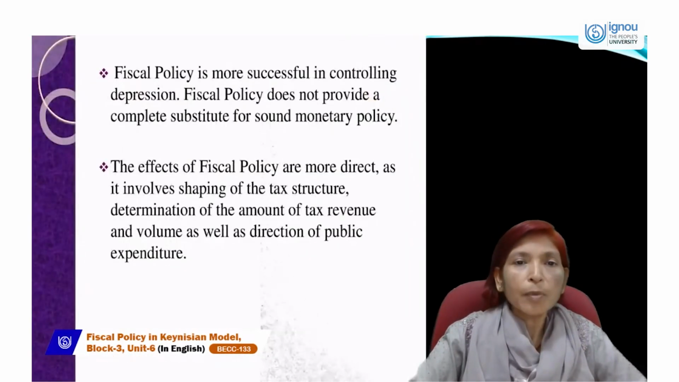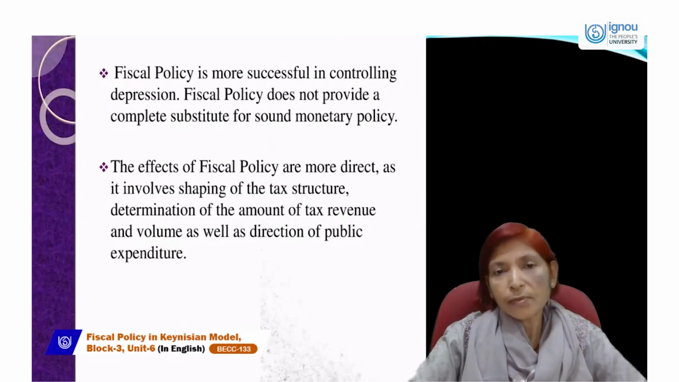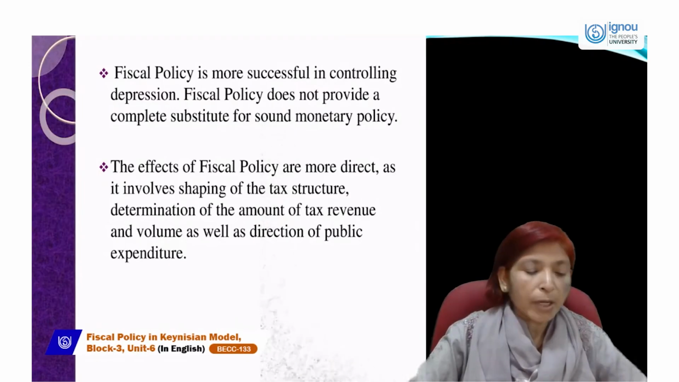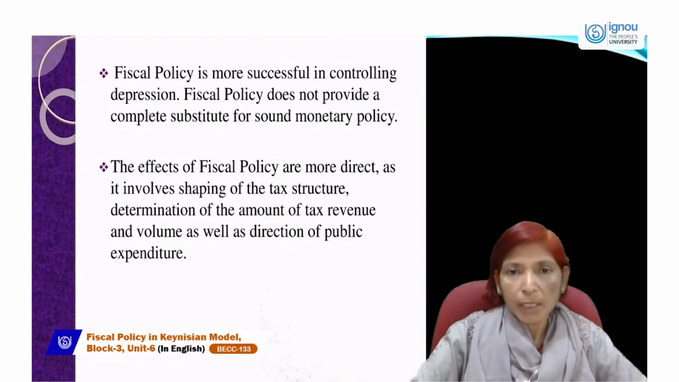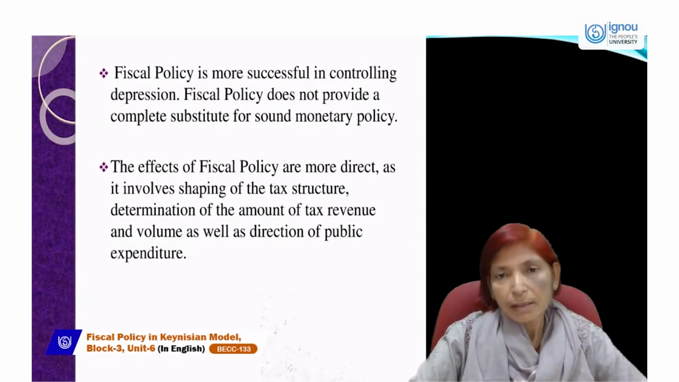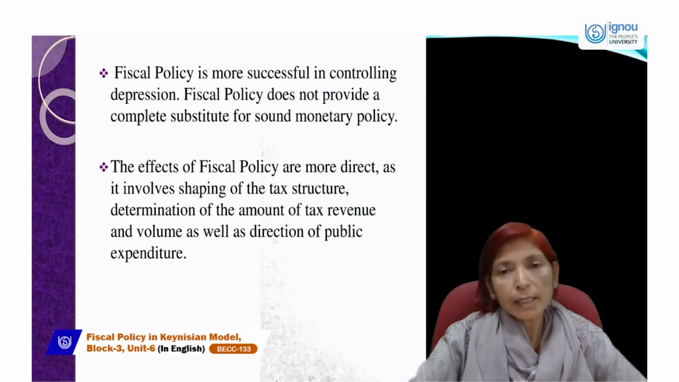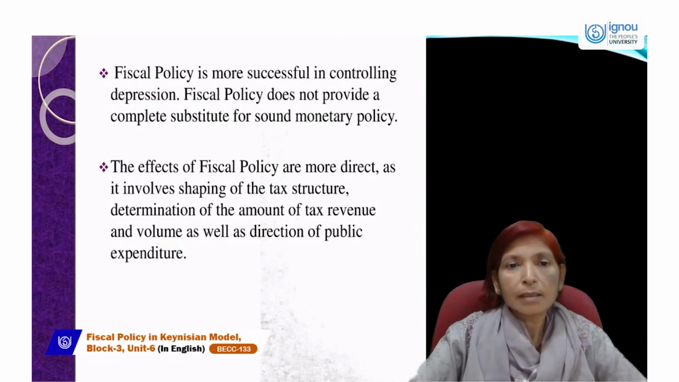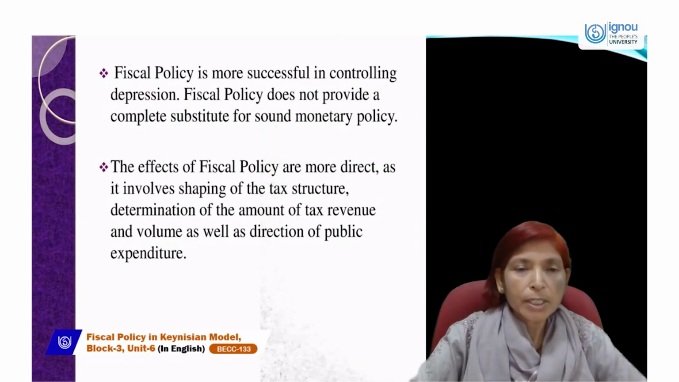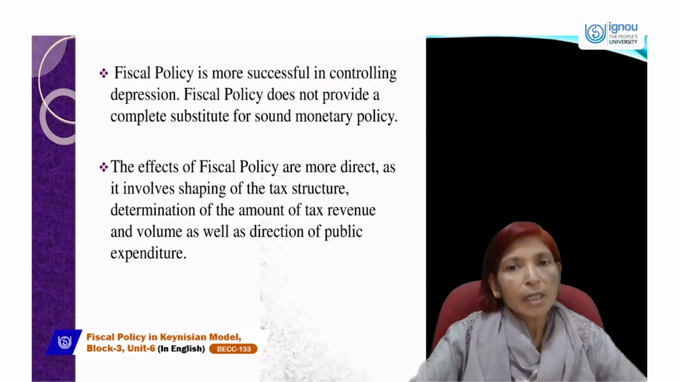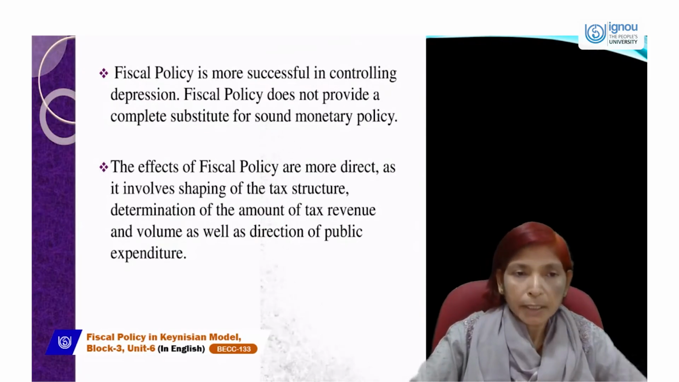Now, next, fiscal policy is more successful in controlling depression, because in each and every economy there are business cycles: boom, recession, depression, and recovery. These are the four stages of the business cycle, and these stages like boom, recession, and depression occur from time to time. So, fiscal policy is very successful in controlling the depression period.